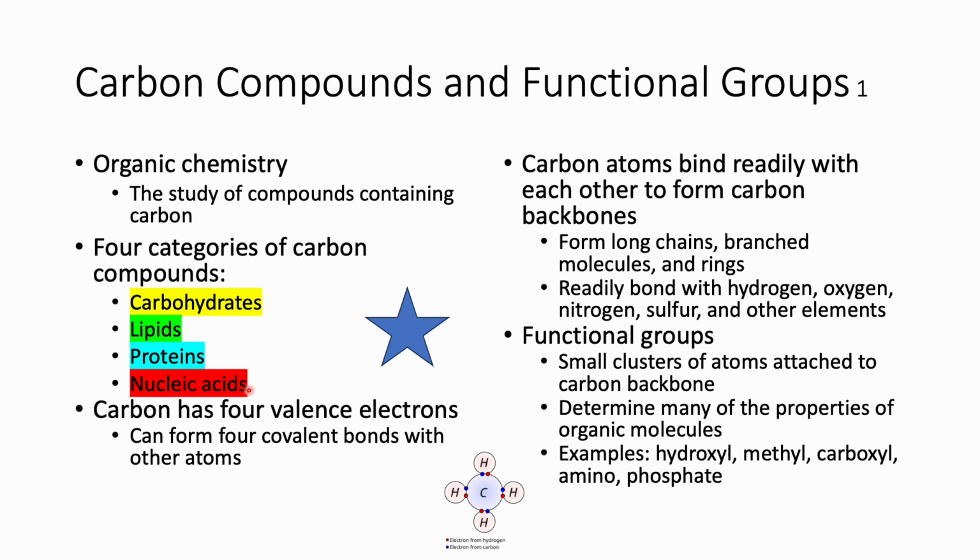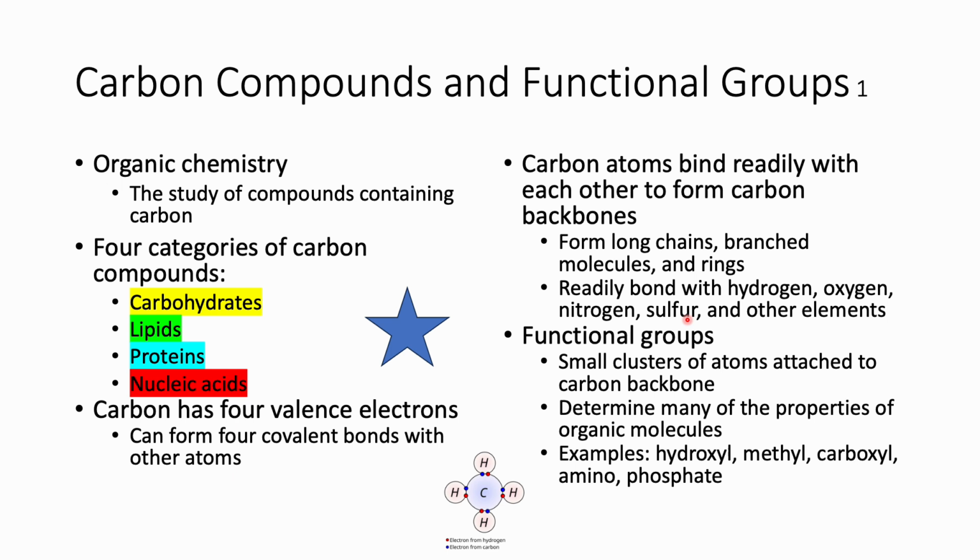Why is carbon so unique? It is because carbon has 4 valence electrons. And those valence electrons mean that carbon can form 4 covalent bonds with other atoms. The carbon atoms bind readily with one another to form carbon backbones. So you will see in the next couple of slides a lot of long carbon backbones, and attached to these carbon backbones you will have bonds with hydrogen, oxygen, nitrogen, sulfur, and other elements.